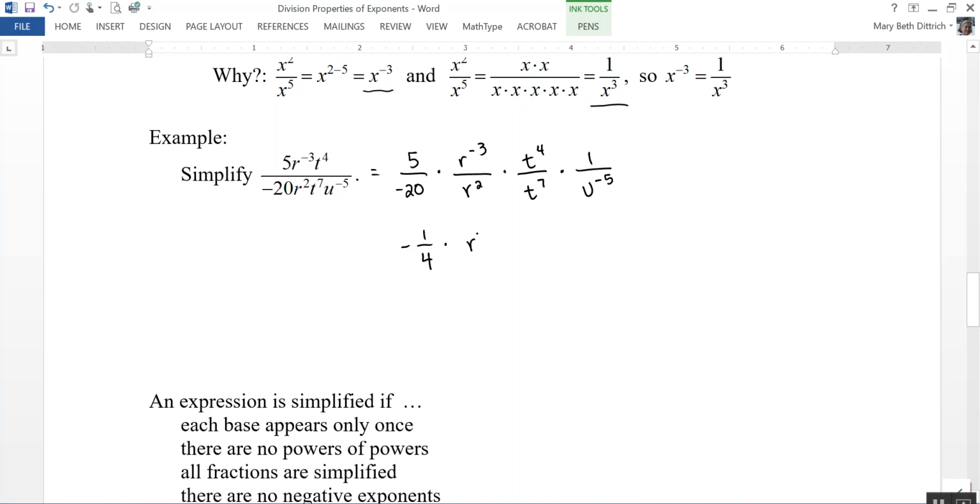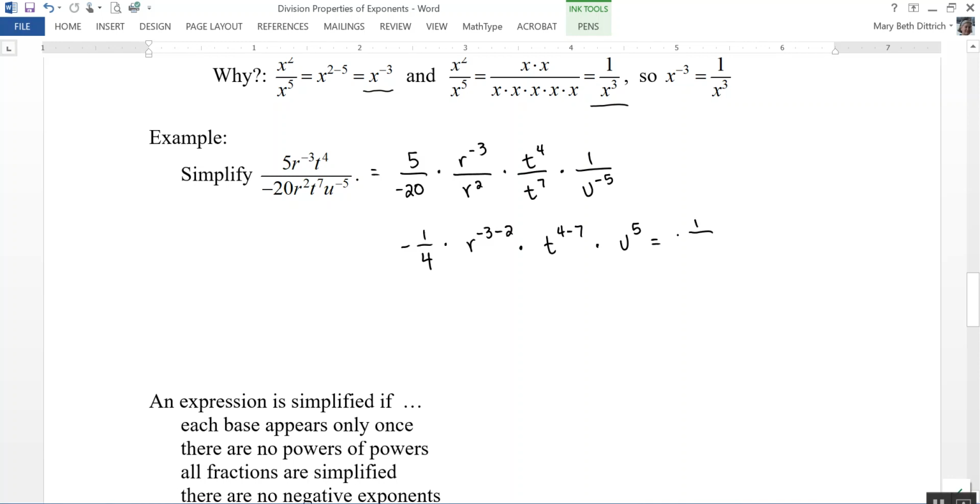So I have r to the negative 3rd minus 2. If I'm dividing the same powers, I can subtract the exponents. I'll come back to that in a minute. Same thing here. That's going to be t to the 4 minus 7. And for this one, probably the easiest way is just to remember the rule and make that a u to the positive 5th. Put it in the numerator. Notice that when I use the subtraction on the exponents here, I don't have a denominator. It's basically like everything's going on in the numerator right now.